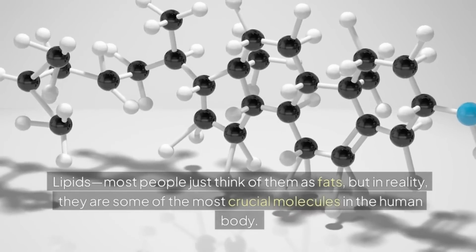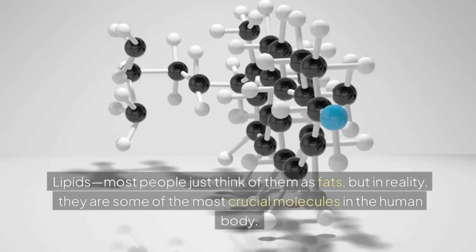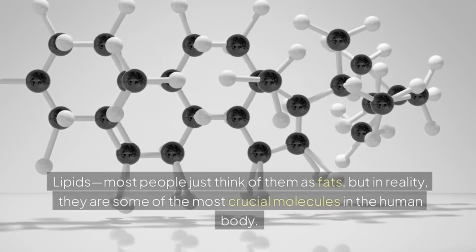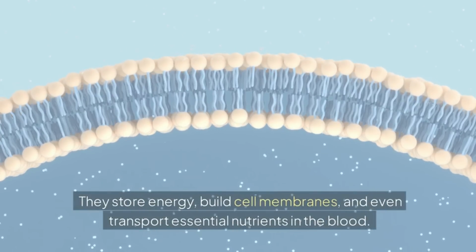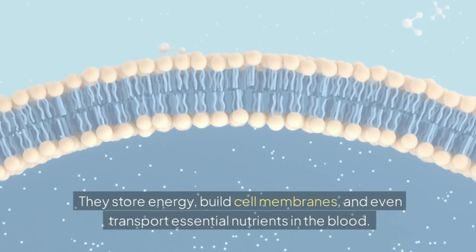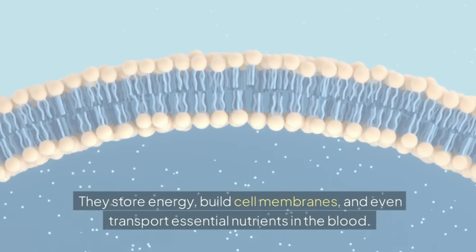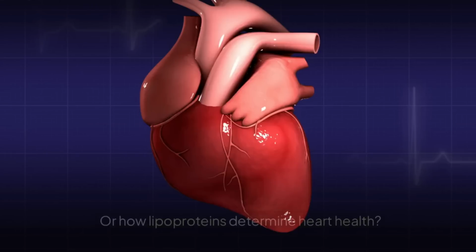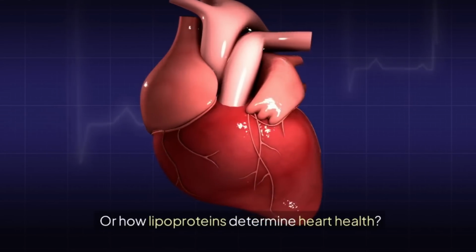Lipids, most people just think of them as fats, but in reality, they are some of the most crucial molecules in the human body. They store energy, build cell membranes, and even transport essential nutrients in the blood. But what makes triglycerides different from phospholipids? Or how lipoproteins determine heart health?